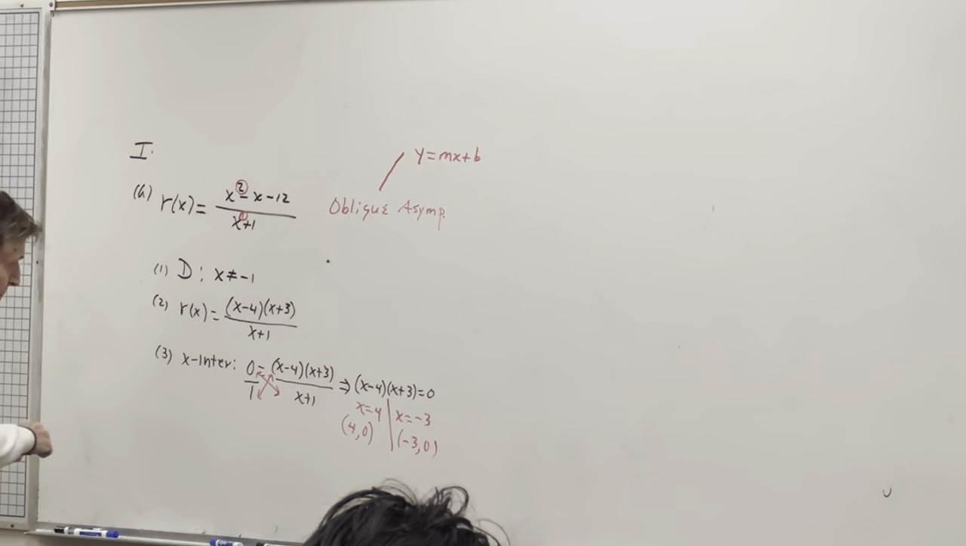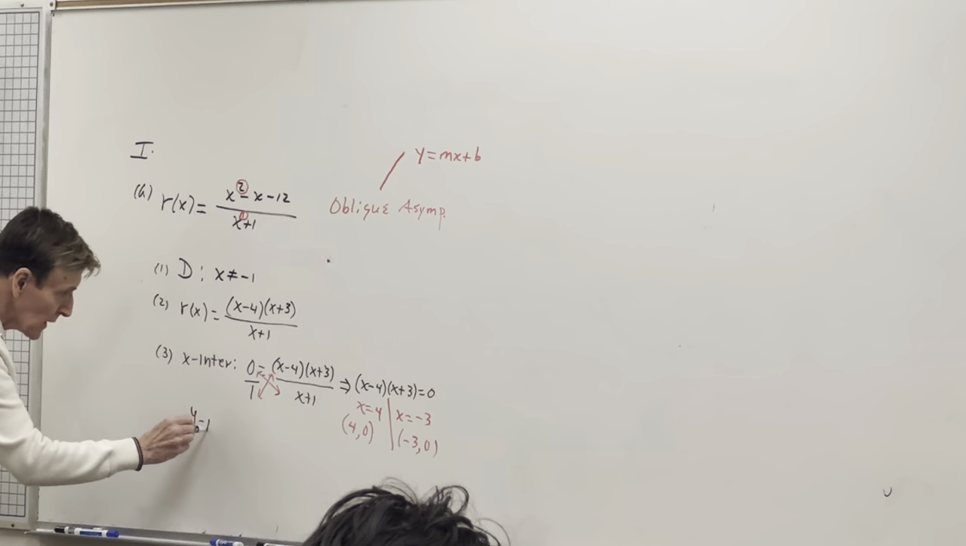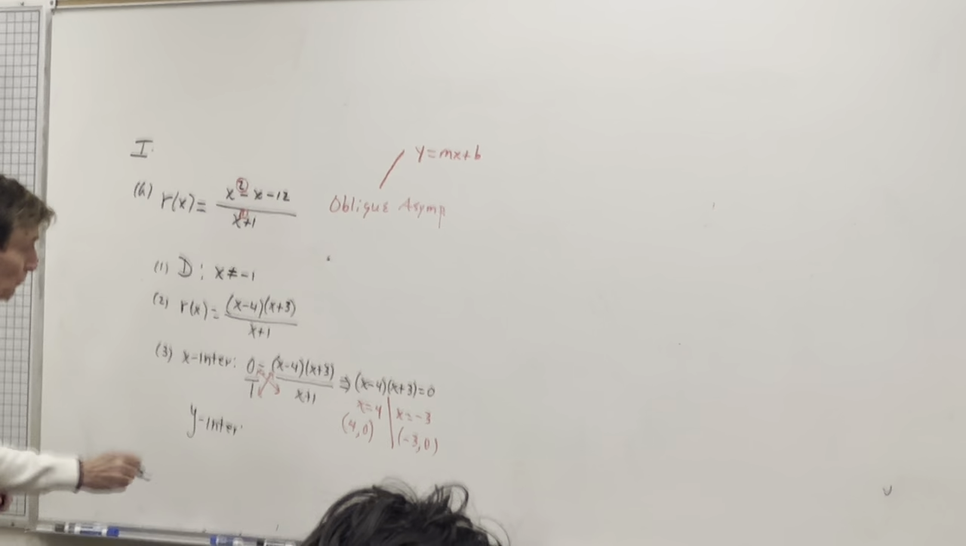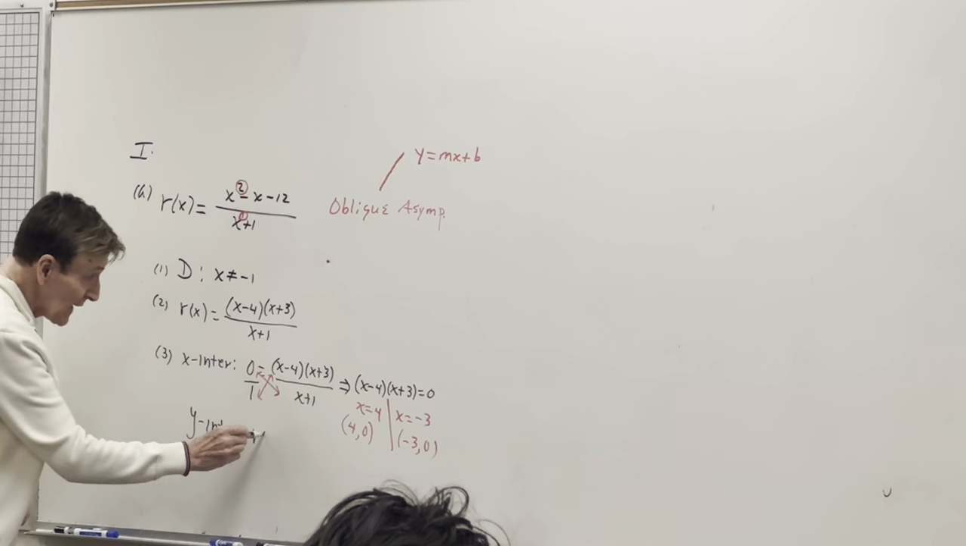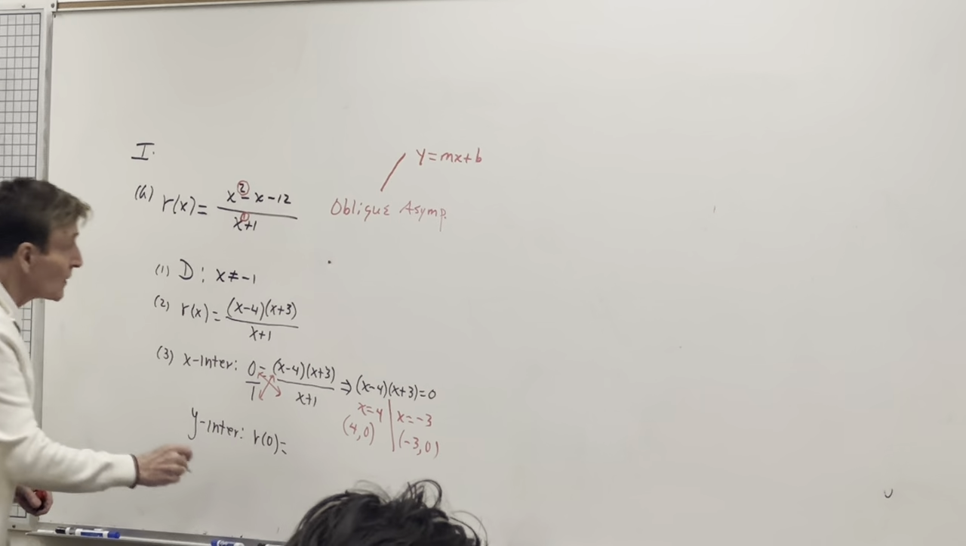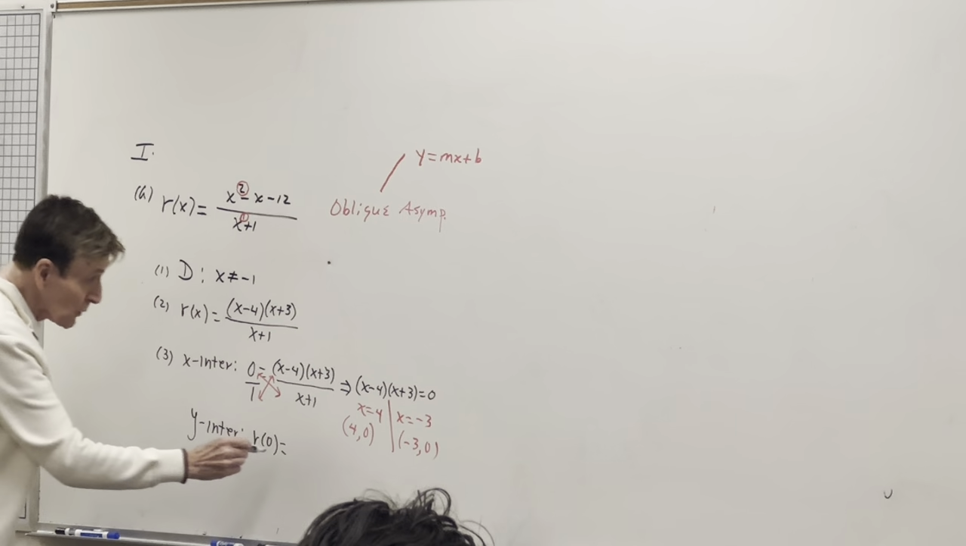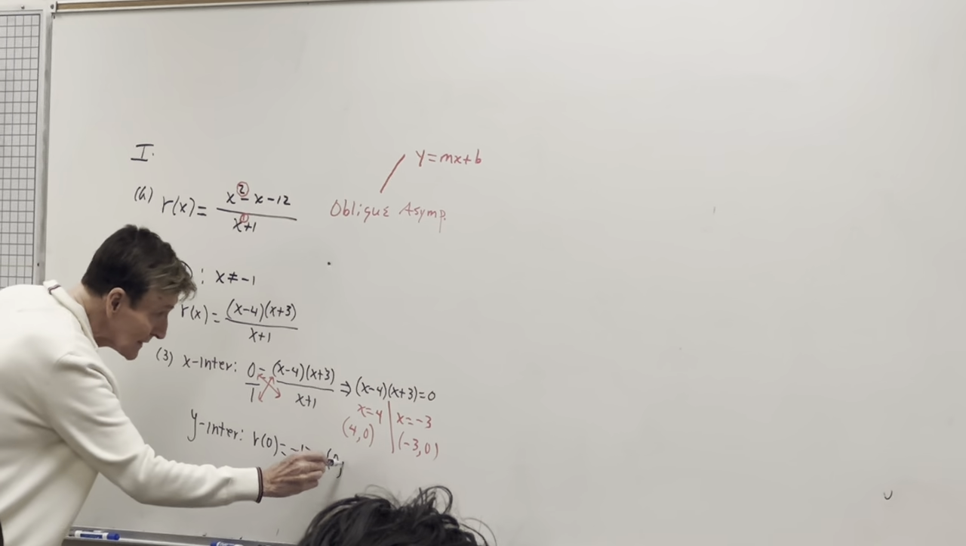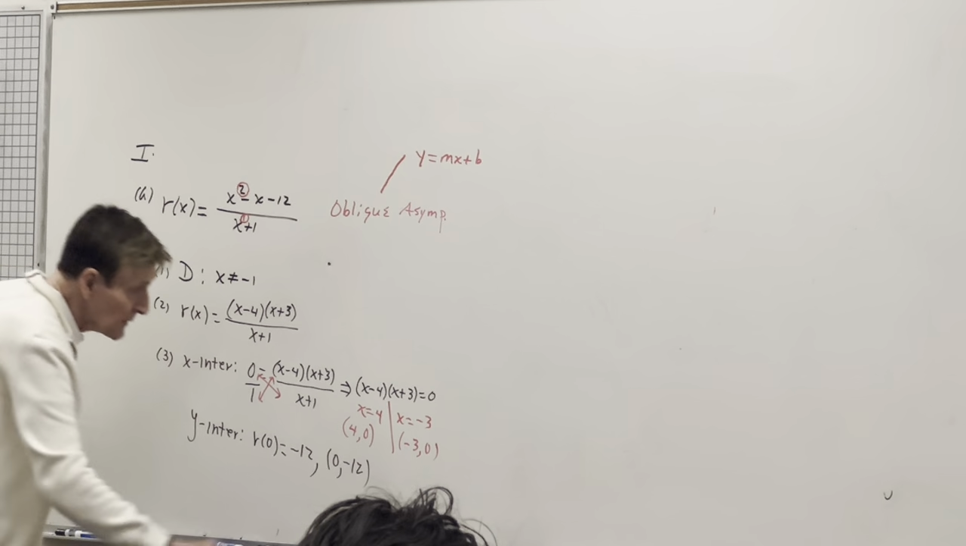Y-intercept. Look at all this partial credit you get. Y-intercept, you know how to find a y-intercept. You go back and replace x by 0, in other words, r at 0. Guys, if I do, I'll do it right quickly. I think it's a -12. Check my work there. Yes. Is it -12? Yes. Get it quickly.